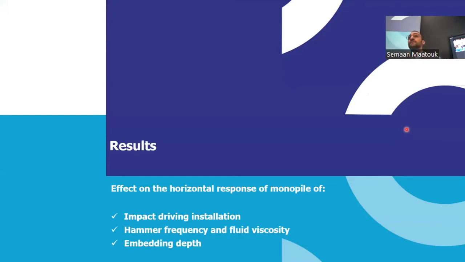I can move on to the results. As I said, I chose to present just 3 themes: the effect on the horizontal response of the monopile of first the impact driving installation, then the hammer frequency and fluid viscosity, and finally the embedding depth.